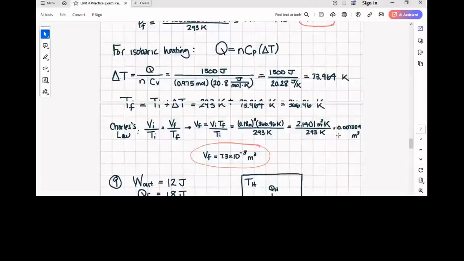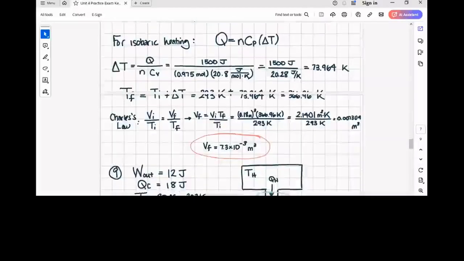You get 0.007304, yeah, I think it's 7304. There should be cubic meters. I just snuck it right below. If I apply sig figs, I can put that into scientific notation and express that as 7.3 times 10 to the negative 3 cubic meters.